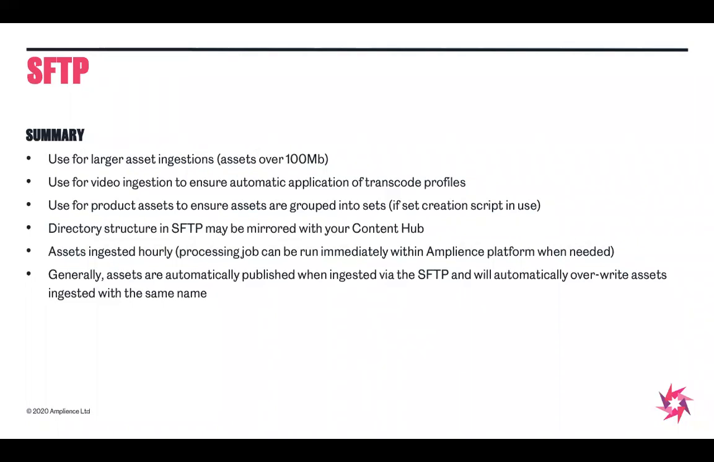That's because we'll have, generally for most customers, a script in place that will group your assets together into what we call a media set, which I'll go into more detail on later, but that requires you to upload them via the SFTP. You can mirror your directory structure in SFTP with that of your content hub. So assets go into a folder that you've uploaded to in the SFTP. Assets are ingested hourly via the SFTP, but you can override that if you need to. Generally, bulk upload jobs are set to automatically publish the assets when they're ingested via the SFTP, and also set to automatically overwrite assets when ingested with the same name.